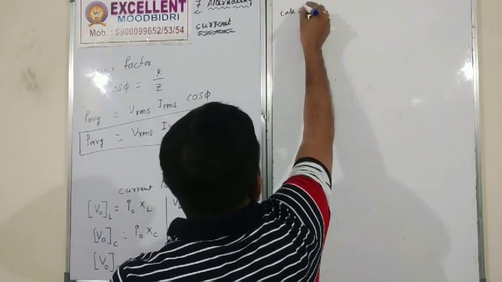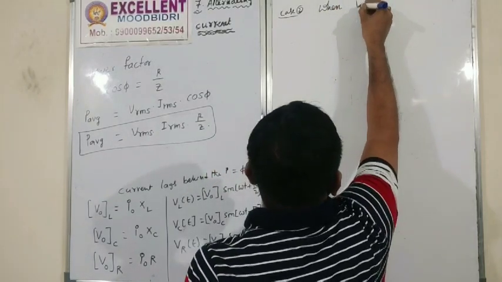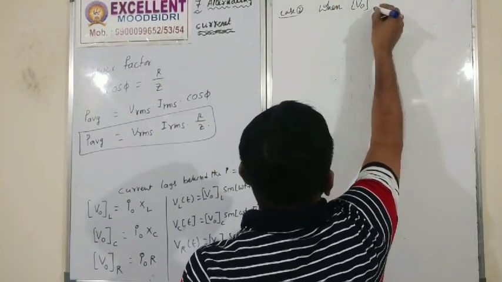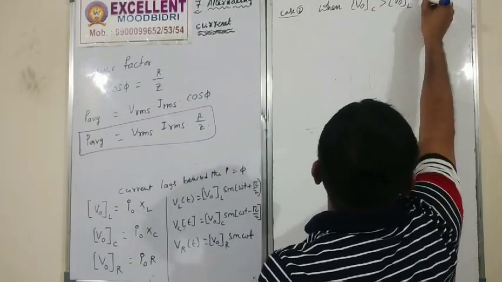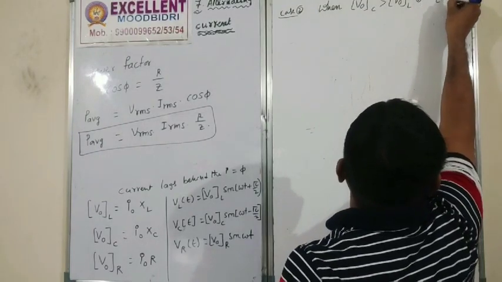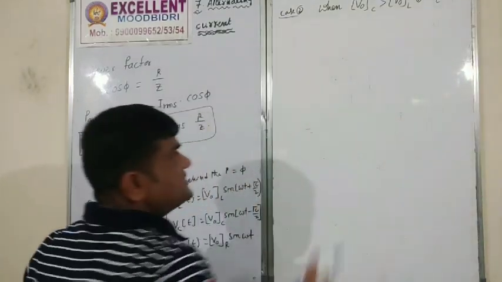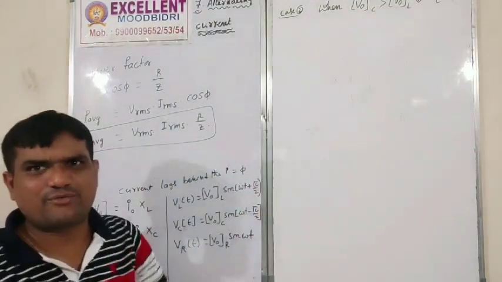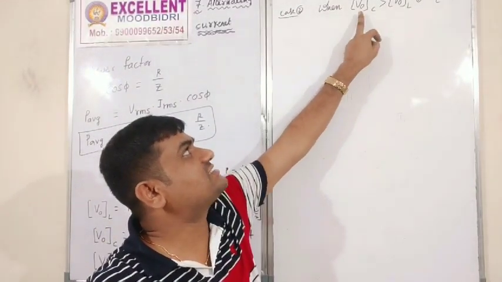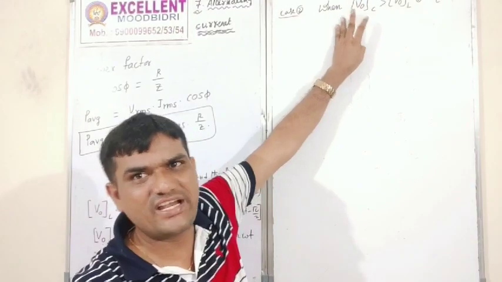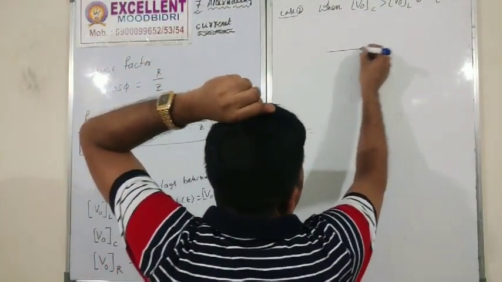Case 2. When V naught C is greater than V naught L, or XC is greater than XL, then what would happen? With the help of the phasor diagram only. Now what is lagging and what leads? Capacitor only, the capacitor voltage leads. So the graph will come in this manner.